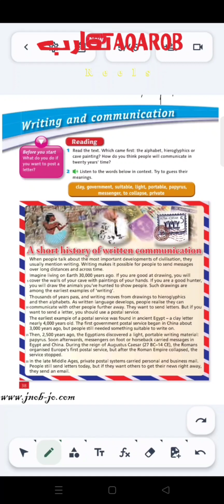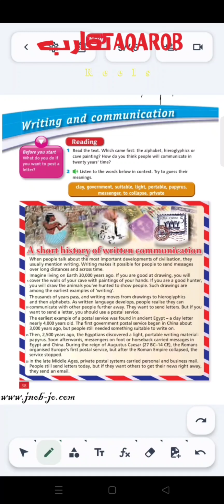They want to send letters, but if you want to send a letter, you should use a postal service. The earliest example of postal service was found in ancient Egypt, a clay letter nearly 4,000 years old. The first government postal service began in China about 3,000 years ago, but people still needed something suitable to write on. Then, 2,500 years ago, the Egyptians discovered a light, portable writing material, papyrus.